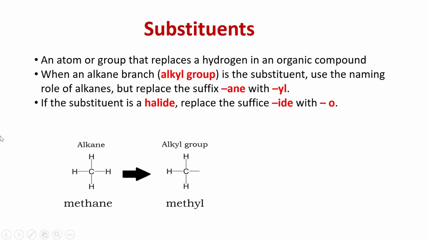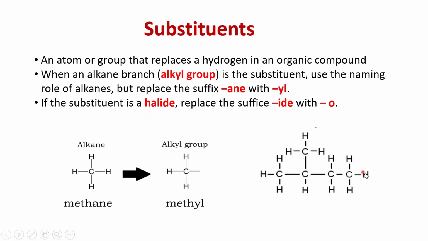As an example, if this alkane becomes a branch in another hydrocarbon chain, it means that one of the hydrogens will be replaced with another hydrocarbon chain. It means that it will lose one hydrogen in order to connect to the other hydrocarbon chain. For example, this alkane has only one carbon, so it's methane. When it loses this H and becomes a branch, it will be a substituent. In this case, we will replace the "ane" with "yl", so it will be a methyl group. And the general name is alkyl group.